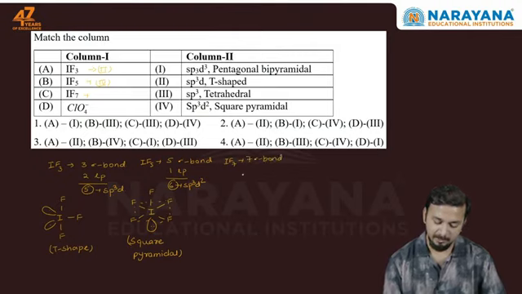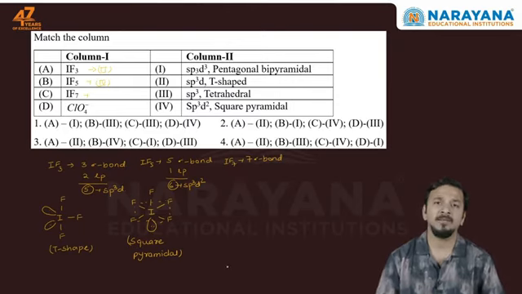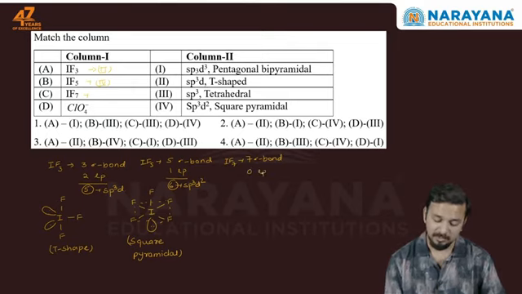fluorine, and there will be how many lone pairs? So iodine has 7 valence electrons, and all the 7 electrons are used in bond formation. It means we'll be left with 0 lone pair. So steric number is 7. 7 means sp3d3 hybridization.